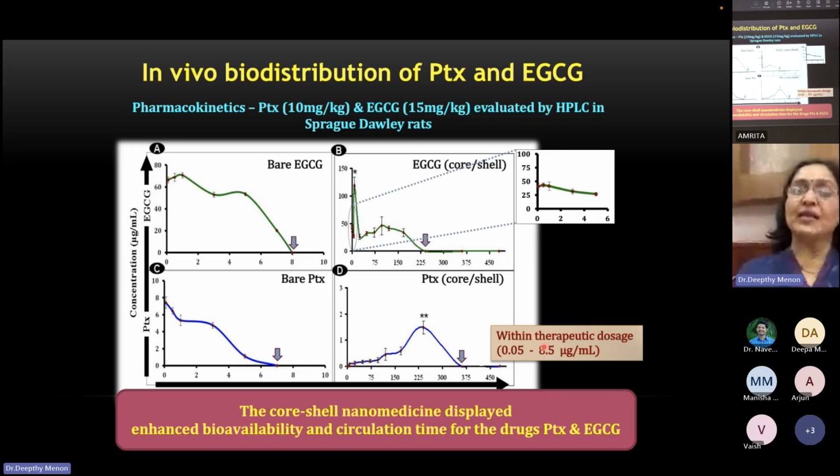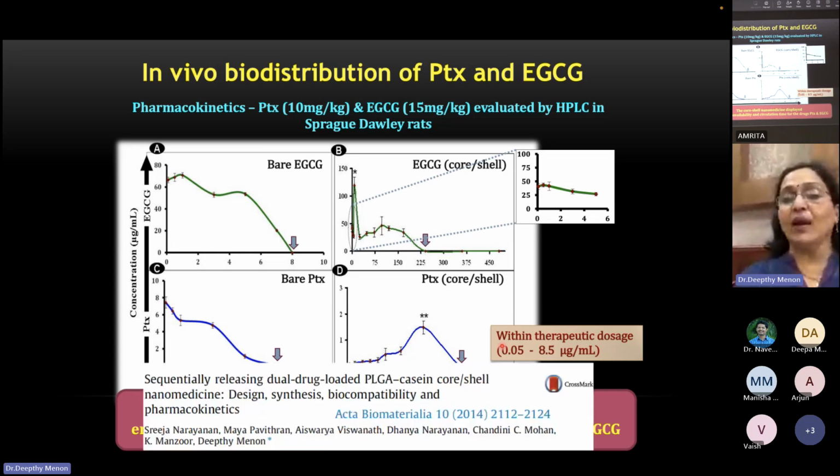So the core shell nanomedicine displayed enhanced bioavailability, and you see the time, it was circulating for a long period of time. All that was because of the core shell geometry, wherein we could achieve sustained drug concentrations for a long time. This work was published in 2014, but later the importance of this material for breast cancer therapy was also established and published later.